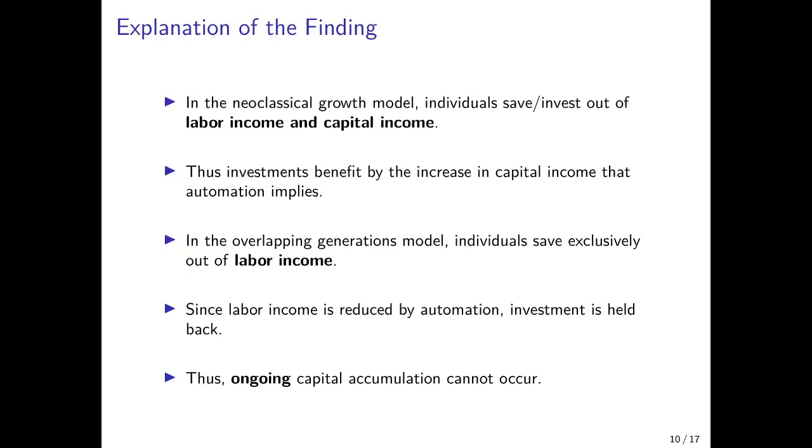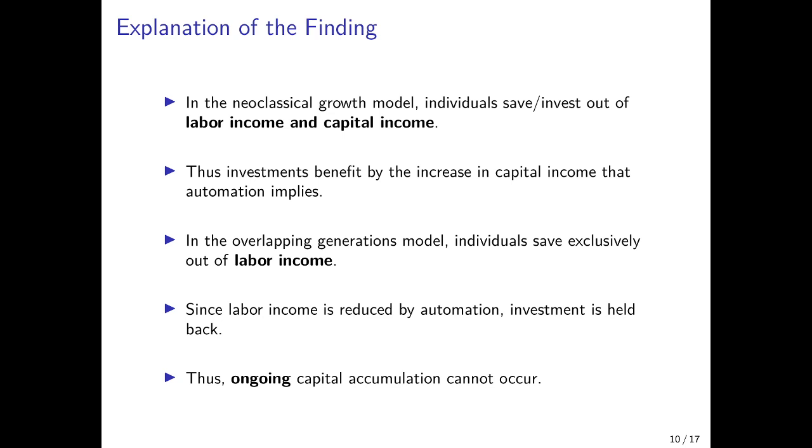Now, what is the explanation for this finding? Well, in the neoclassical growth model and in the Solow model, individuals saved and invested out of labor income and out of capital income. So individuals in the Solow model save a fraction of total income, which is GDP, and therefore they also benefit by higher capital income and can save more because of higher capital income that might be due to automation. And the same holds true in the neoclassical growth model, because there individuals also start immediately by accumulating capital, so they have immediately capital income available to save. Now, that means that investments benefit exactly by the increases in capital income that automation implies. Automation raised the rate of return on traditional capital, and therefore these people who save also benefit from automation to some extent, although their wages decrease.